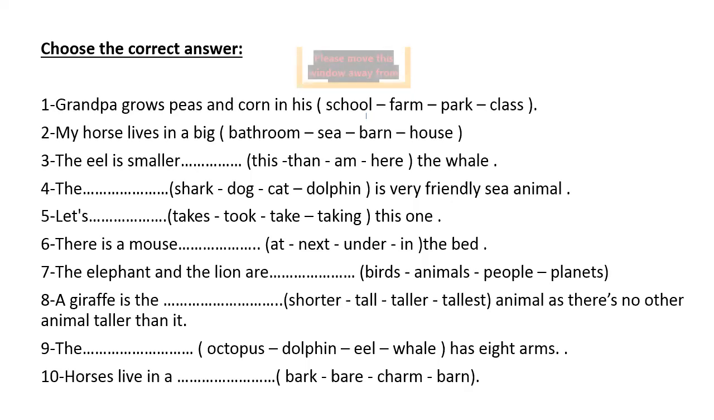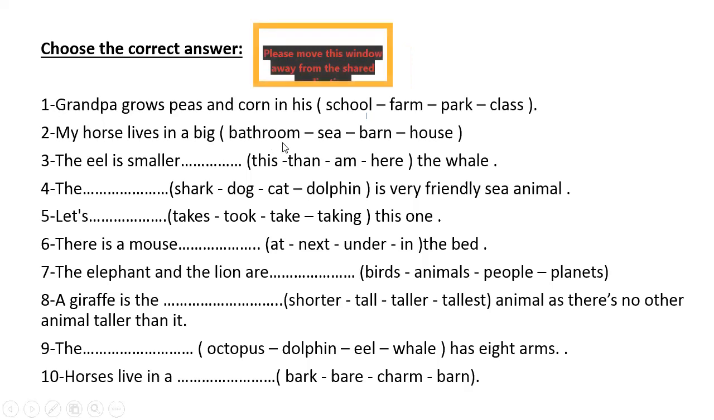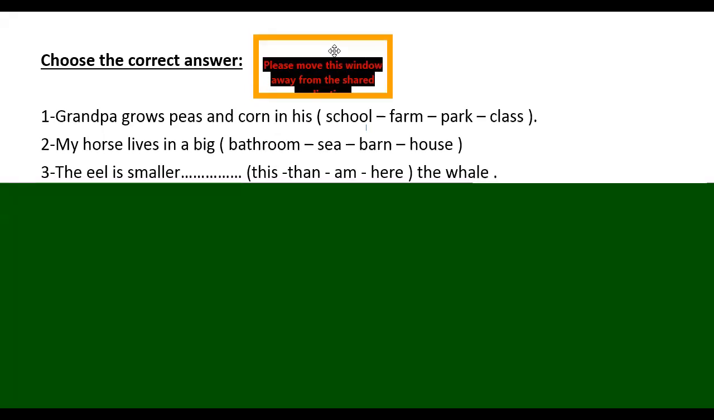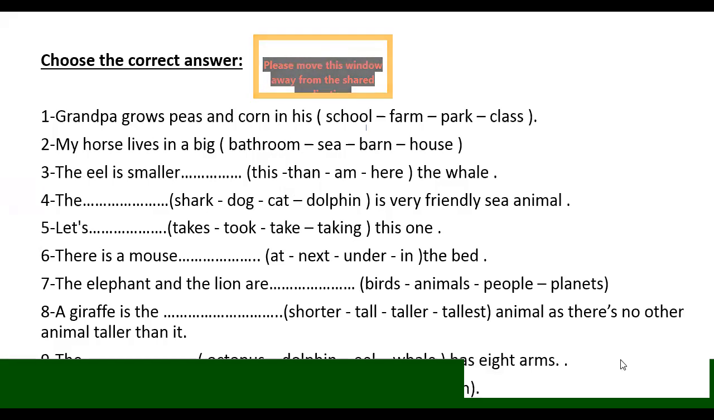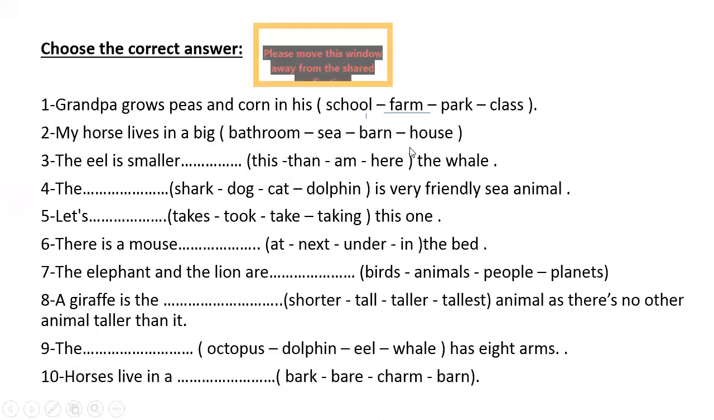Okay, dear boys, number one. Grandpa grows peas and corn in his farm. Let's take from the first one. Yusuf Karim, please try number one. Grandpa grows peas and corn in his farm. Great. Thank you so much, Yusuf. Okay. So let's take number two.